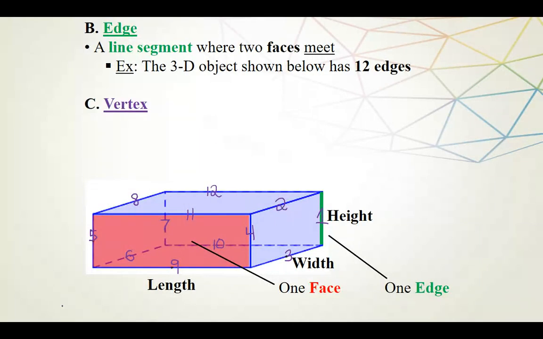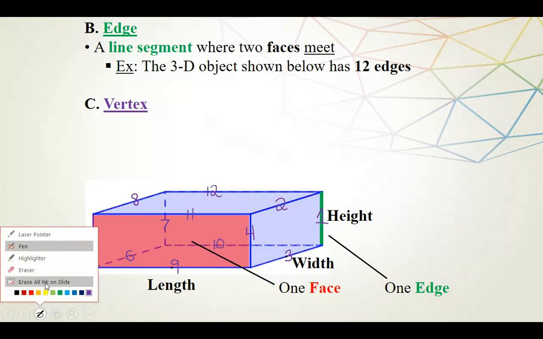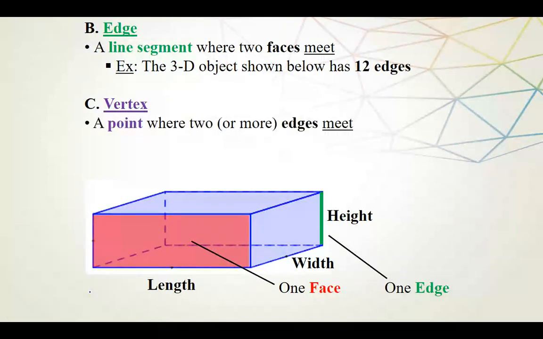We also have a vertex. So again, I'm just going to erase all the ink here. A vertex represents a point where you have 2 or more edges meet up. So I've labeled one vertex in the top right-hand corner at the back. Now, this is a point where actually 3 edges meet up in the picture.